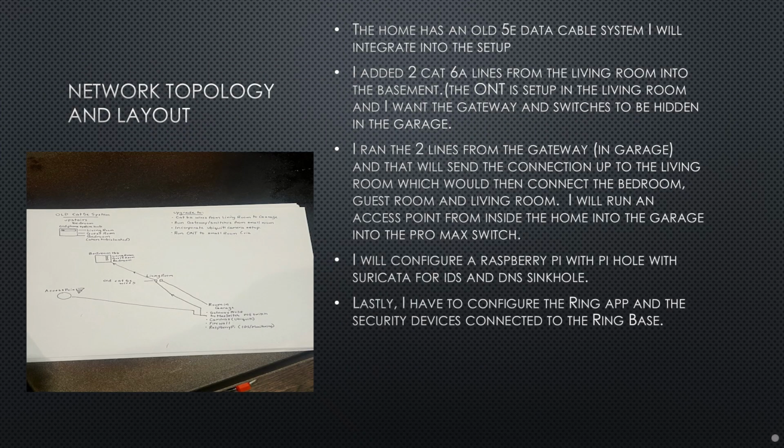The home has an old Cat5e data cable system I will integrate into the setup. I added two Cat6a lines from the living room into the basement. The ONT is set up in the living room, and I want the gateway and switches to be in the garage, which is in the basement. I ran the two lines from the gateway in the garage, and that will send the connection up to the living room, which will then connect the bedroom, guest room, and living room.